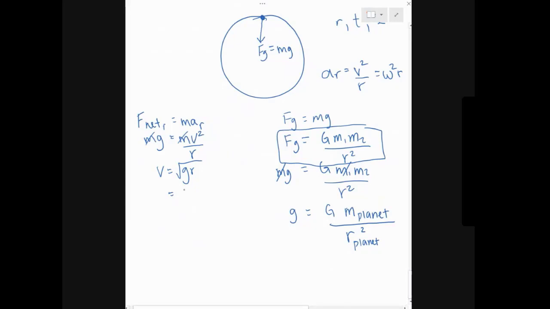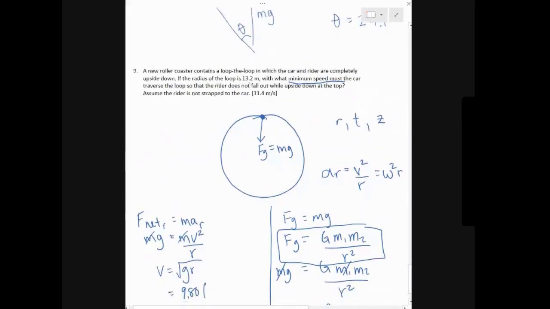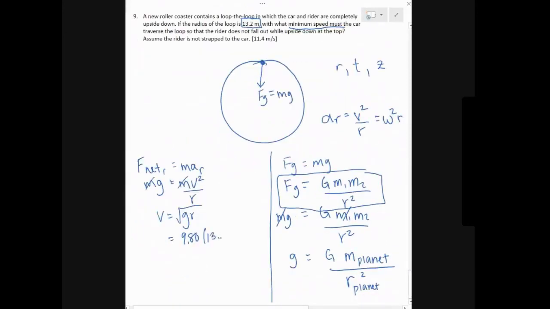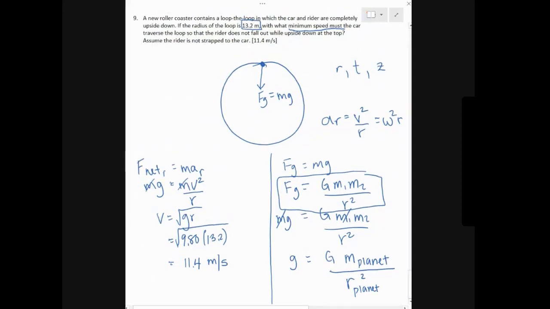Okay, so in this case, we are near the surface of the Earth, so g is just 9.8. And the radius, it tells us, is 13.2 meters. And when we type that up, we should get 11.4 meters per second. Any questions about this one before moving on? No. Okay.